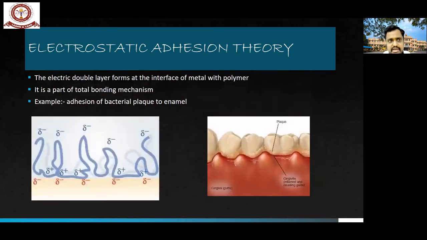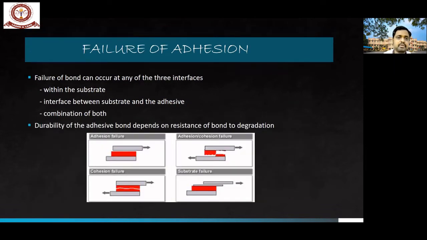So the last one is the electrostatic adhesion theory. The most common example is the adhesion of bacterial plaque to the enamel, or the tooth structure. So an electric double layer forms at the interfaces of metal with the polymer. So it is a part of the total bonding mechanism. And we can see there will be a negative and a positive charge created, so it will attract the bacterial plaque to the enamel.